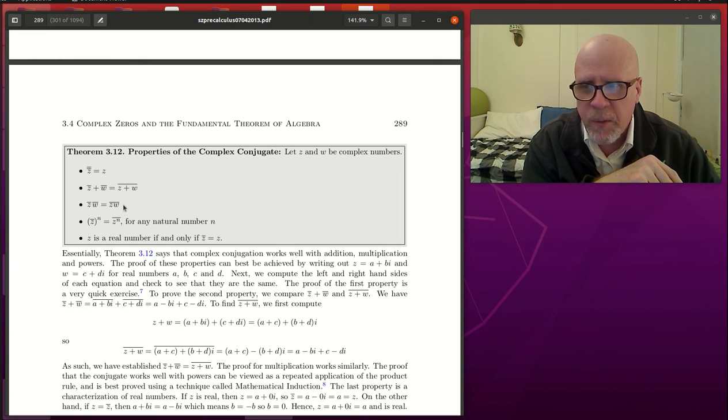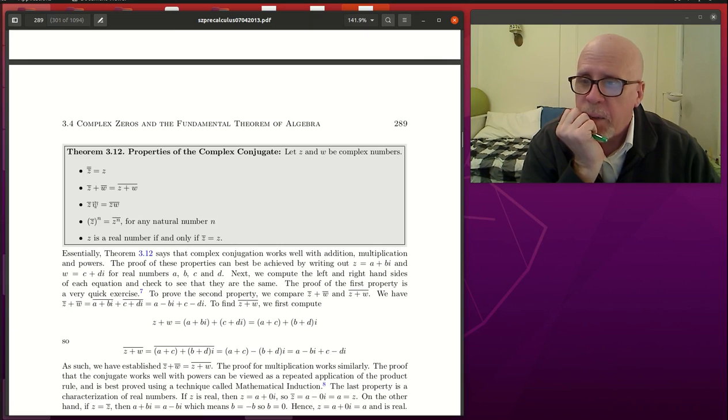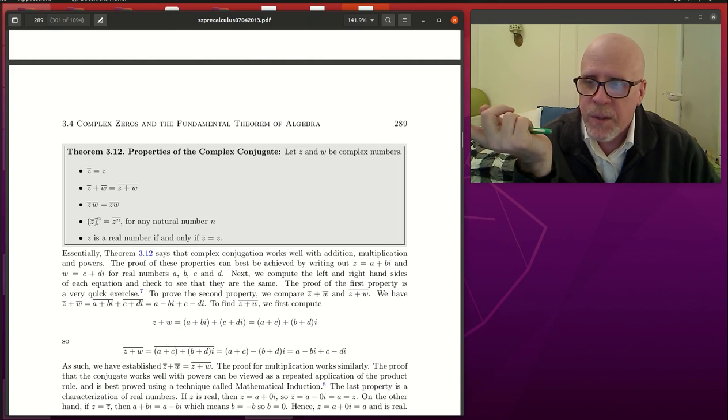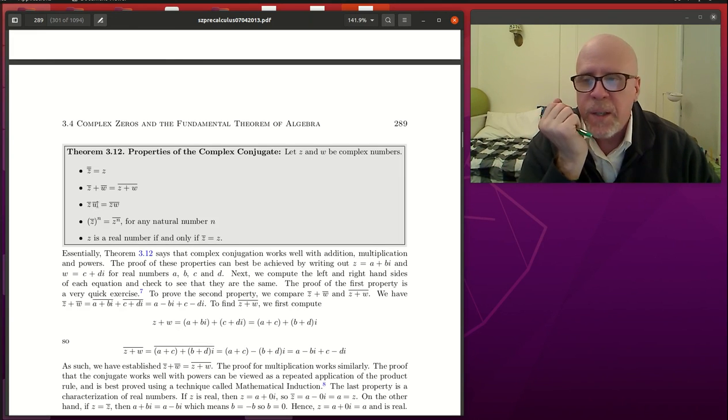This might be a little tougher, but it says that basically this conjugation thing plays nicely with multiplying. That if you multiply and then take the conjugate, or take the conjugates and then multiply, you get the same answer. And if it works that way for multiplying, then it'll work that way for powers, at least for natural number powers. Think of this as just being multiplying over and over and over again. Instead of z and w, we just have z and z and z and z. So the multiplication rule sort of implies this one.